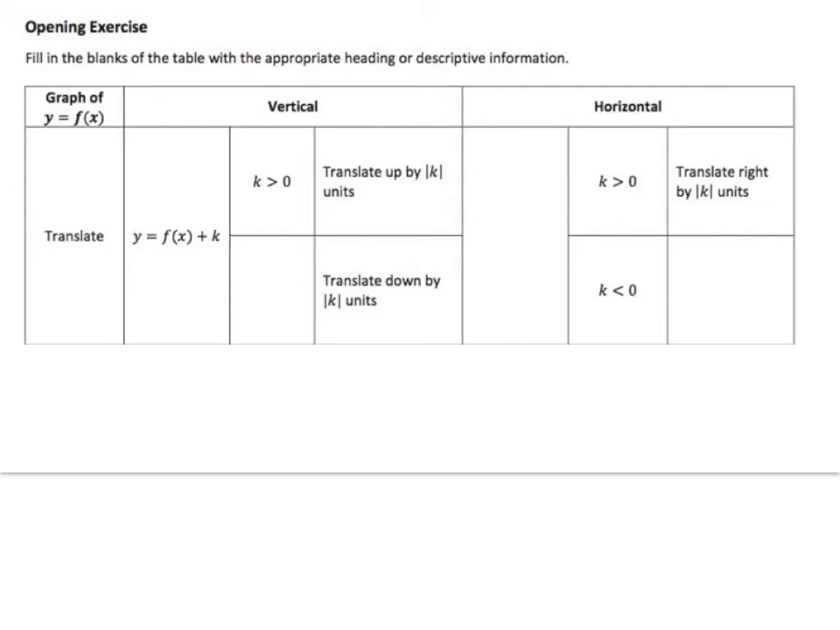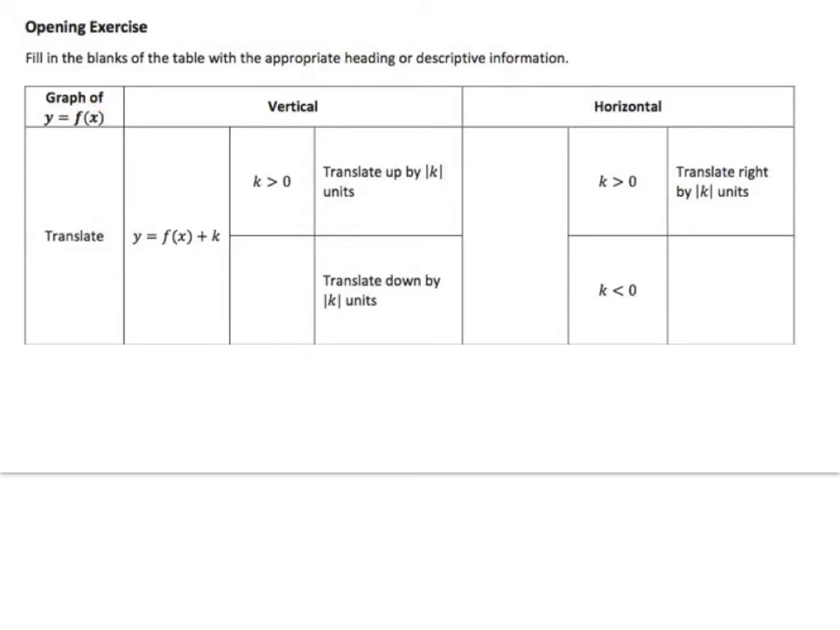So the opening exercise is really a great review of what we've been doing the past few lessons. So I would make sure you take good notes, so you remember all the stuff that we've been doing, and you can ask questions if there's something you really don't understand. So we're going to begin with fill in the blanks of the table with the appropriate heading or descriptive information.